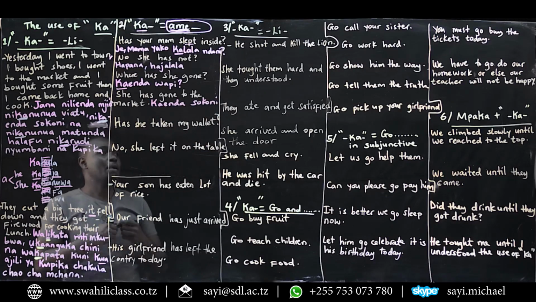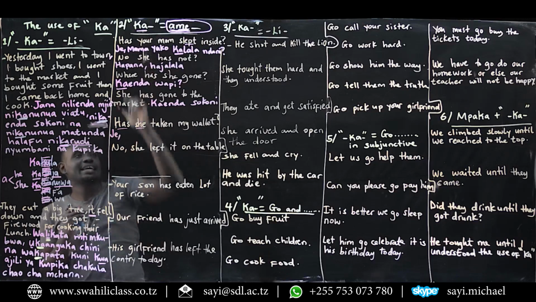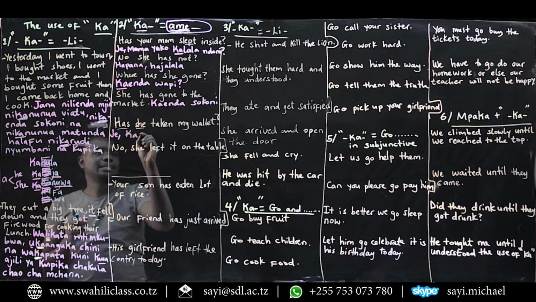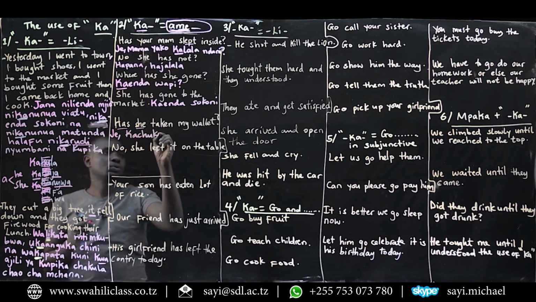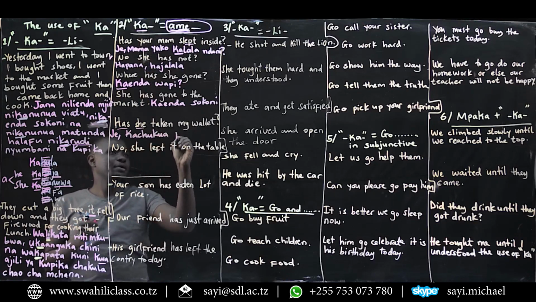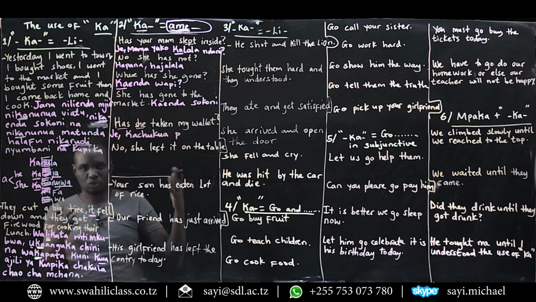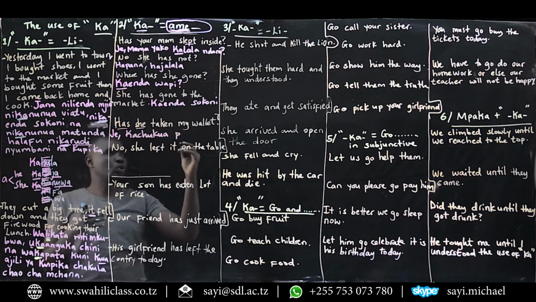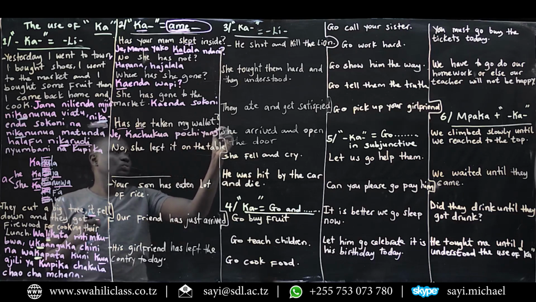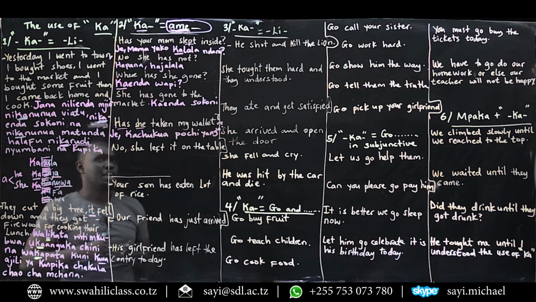And then the father asked another question. Has she taken my wallet? Yes or no question, so we start with Je. Has she, is ame again. So instead of ame, we are using what? Ka. Je, kachukua, wallet is like parcel. You say, je, kachukua pochi yangu. The son said, hapana.